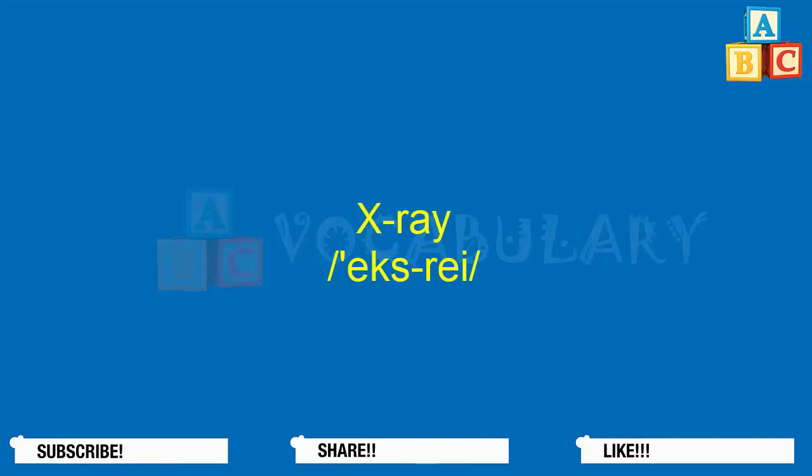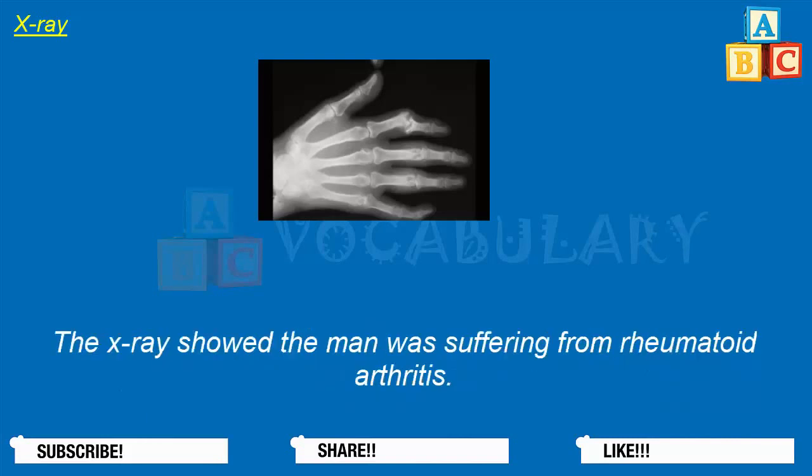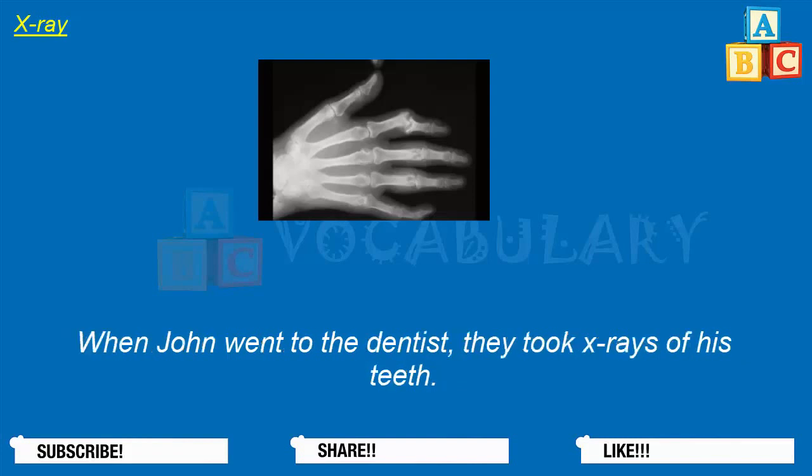X-ray. An X-ray is a type of ray that can pass through or look inside a solid object, such as a human being, and show things that are underneath the surface. The X-ray showed the man was suffering from rheumatoid arthritis. When John went to the dentist, they took X-rays of his teeth.